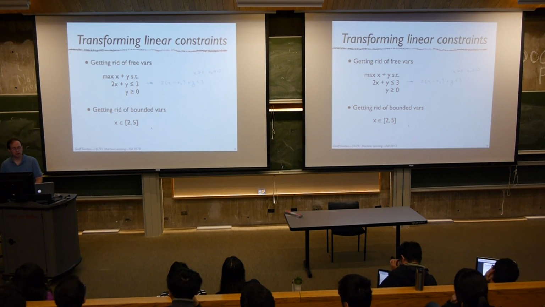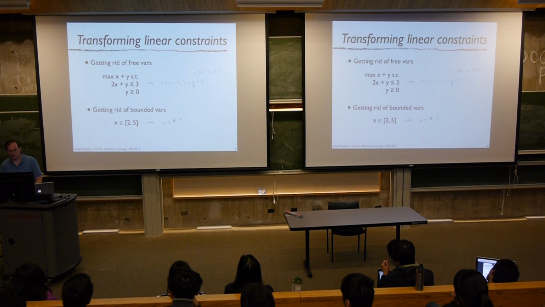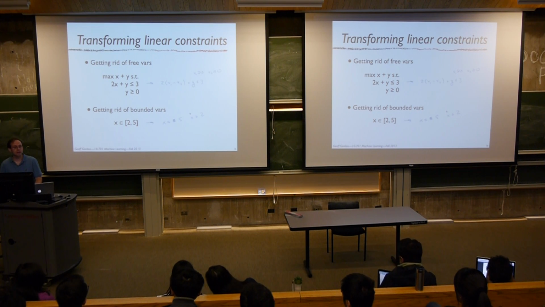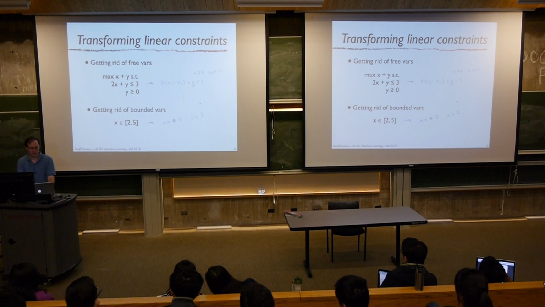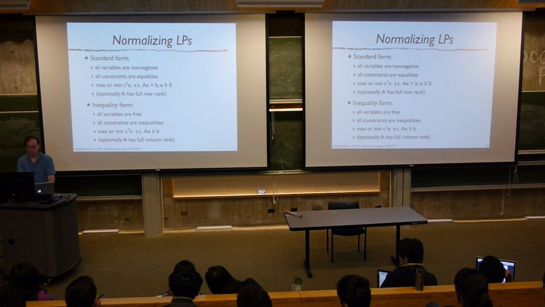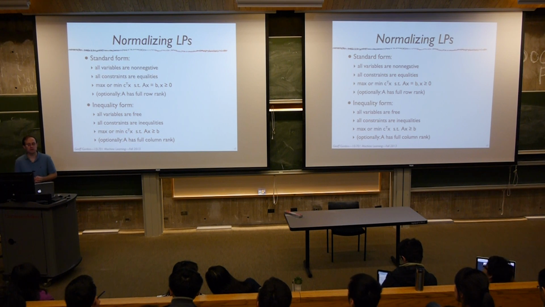We could also get rid of bounded variables by just turning that into constraints. x is less than or equal to 5, and x is greater than or equal to 2. So we can play around with the format of our problem and turn it into a linear program in a normal form. And there are two normal forms that we're interested in here.